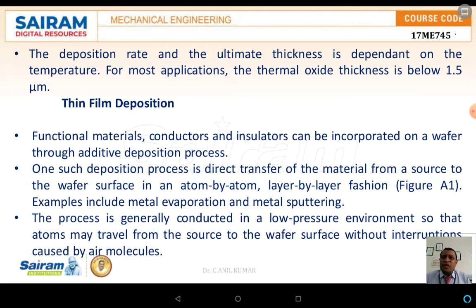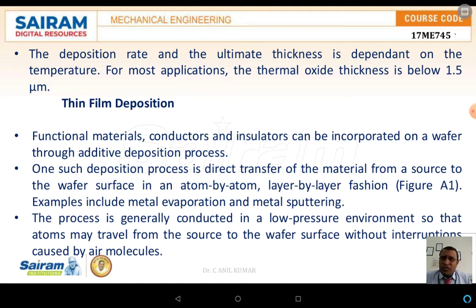The next concept we are discussing is thin film deposition. As you know, most functional materials, whether conductors or insulators, can be incorporated on the wafers. But before incorporating these we have to go for the deposition process, which is a direct transfer of material from the source to the wafers, either atom by atom or layer by layer. This can include metal evaporation or metal sputtering. These are the two different methods which normally have major applications.